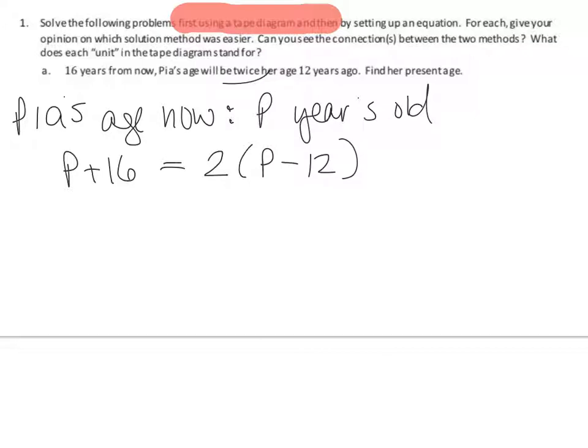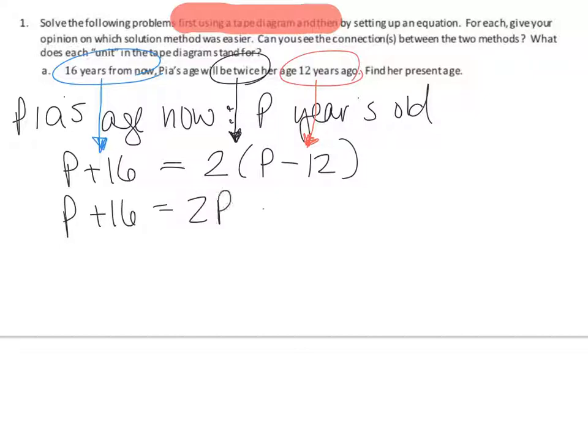When I say something is twice, it's multiplication, which is why I did that. And 12 years ago is subtraction, which is why I did that. 16 years from now is addition, which is why I did that. Now we can just solve. The hardest part about these problems is setting up the equations. The easier part is definitely solving. I'm going to distribute that 2.